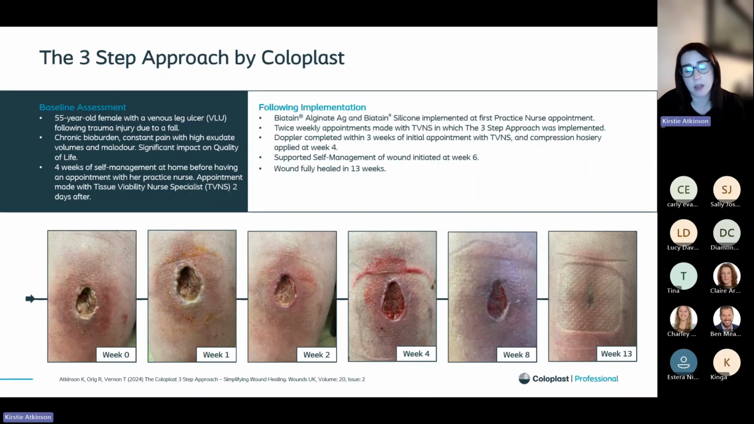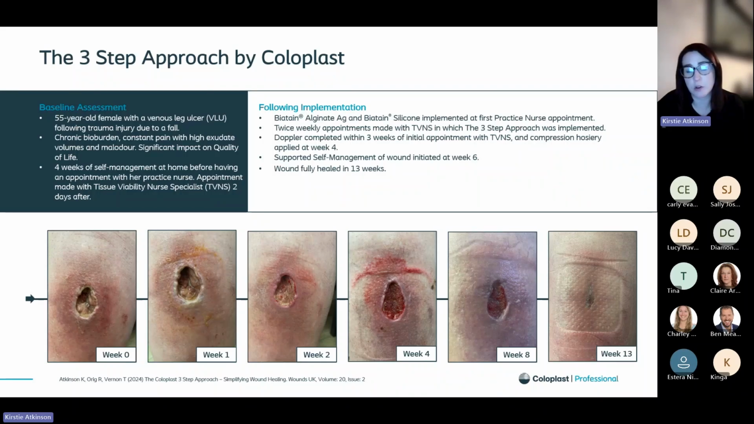And because of that, by week 6, she was able to utilize supported self-management. So she was able to prepare the wound using an prep pad herself, and then use the biatain silicone to dress the wound as a primary dressing, and then wear compression hosiery over the top. And she was fully healed by 13 weeks.